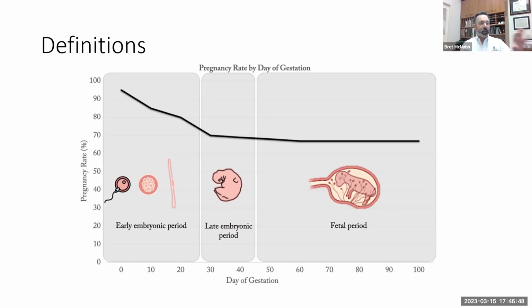After that, in the late embryonic period, we maybe have 6 or 7% of our losses there. And once we get into the fetal part of pregnancy, we have relatively few non-infectious losses. And so you can see, if we look at the pregnancy rate that's on this graph here, our pregnancy rate for that herd stabilizes as we get beyond 35 to 40 days of pregnancy.